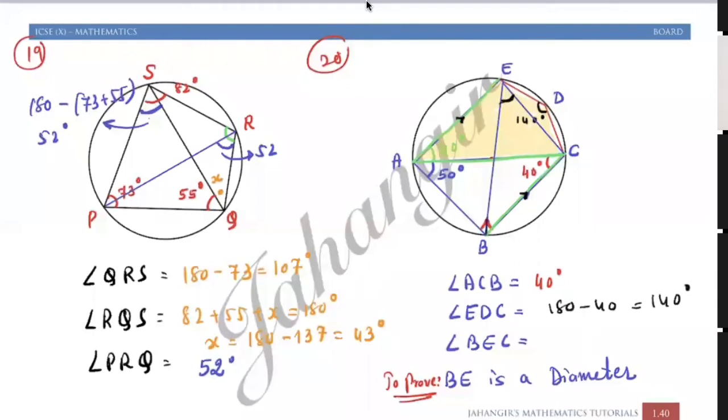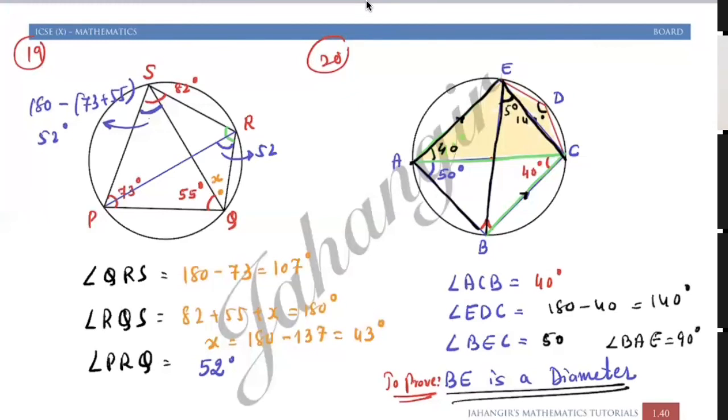So BEC lies in which arc? Arc BC. Yes, it lies in arc BC. So it is 50 degree. Now we have to prove B is 90 degree. So we already got angle BAE as 50 plus 40, 90 degree. Since angle BAE is 90 degree, BE is a diameter by the converse of angle inscribed in a semicircle. Understood?